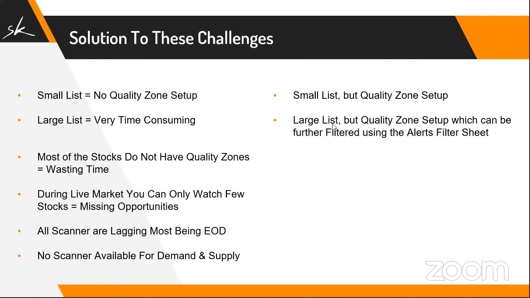So in case you want to plan more number of trades, you will have your large list with you. But if you want to make that list small, you again have your filter sheet, which I was telling you, which will help you further fine tune and have a smaller list of the stocks which you can look into. The next thing is most of the stocks do not have quality zones, but using these alerts, most of the stocks will always have quality zones, where you're not wasting time and you're also saving time because you're only looking at stocks where something quality was identified.